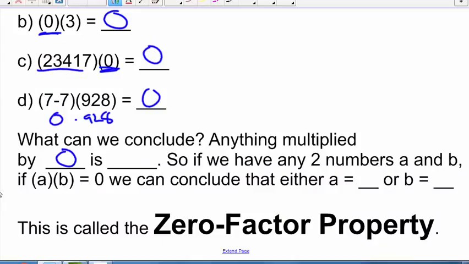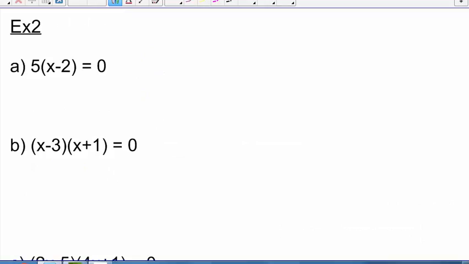So that brings us to the idea that if we have any two numbers, say A and B, because A and B can be any number we want, and A times B equals 0, if I multiply them, I know that either A has to be 0, or B has to be 0. Now the nice thing is this: if A is 0, it doesn't matter what B is. And if B is 0, it doesn't matter what A is. It's called the zero factor property here.